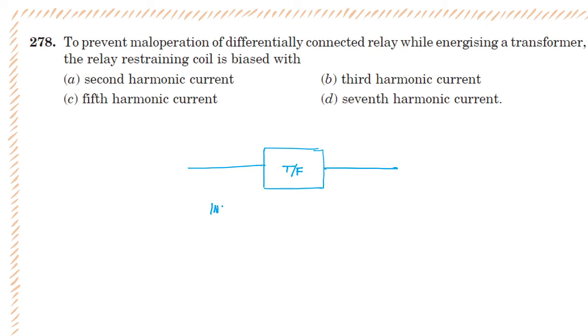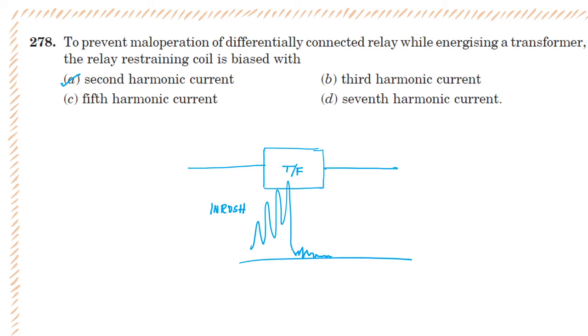Now that inrush current is very high, and it's not at all sinusoidal, and it's 8 to 10 times higher than the normal value. I don't want that inrush current to cause operation. Why is it not sinusoidal? It is because it has more and more second harmonic current present in it.